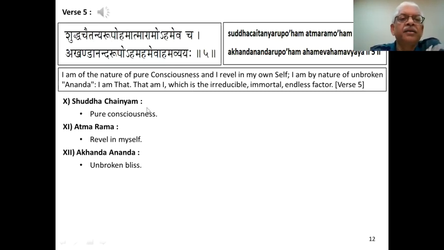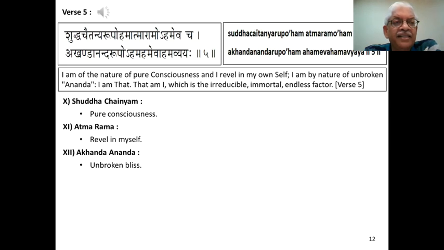Shuddha Chaitanya Rupoham, Atma Ramohamevacha, Akhandananda Rupoham, Ahamevaham Avyayah. Shuddha Chaitanya. Shuddha Chaitanya means pure consciousness without sorrow.